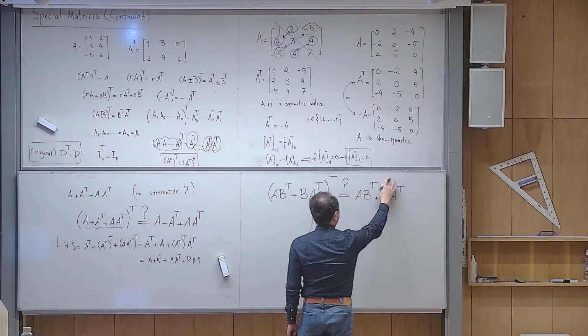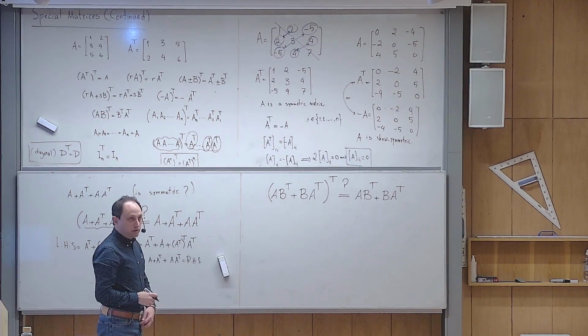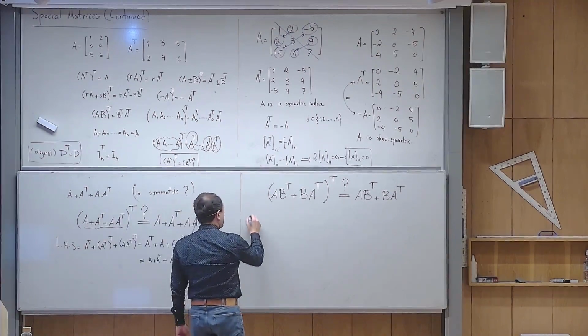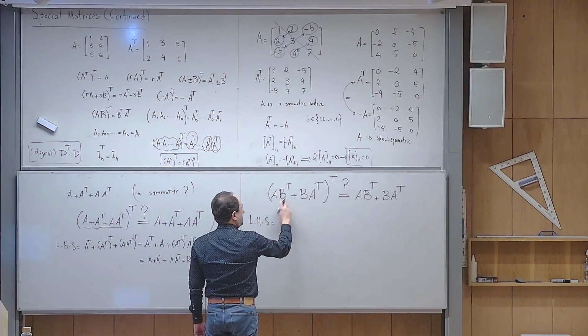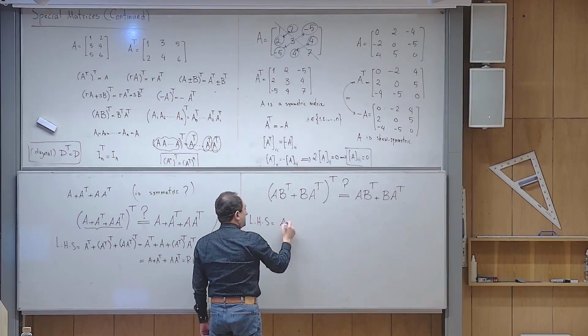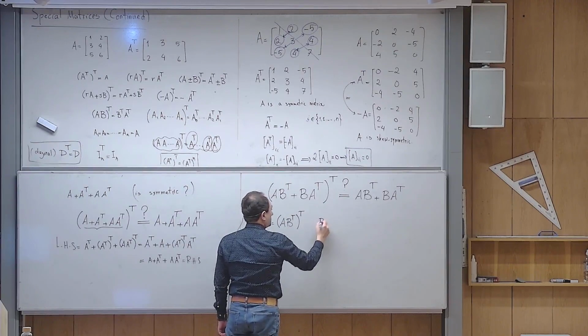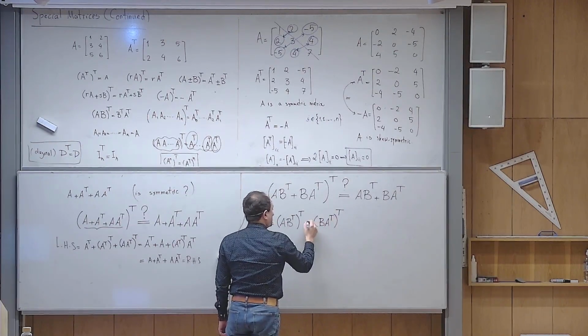If I succeed to do that, it means that this matrix is actually symmetric. Yes? So what should I do? I start from the left-hand side. I have the sum of two matrices, then I want to transpose the sum. This tells me that it is possible to transpose the first one, transpose the second one, and then add the results.